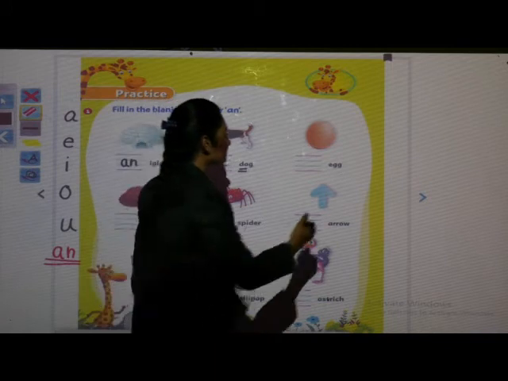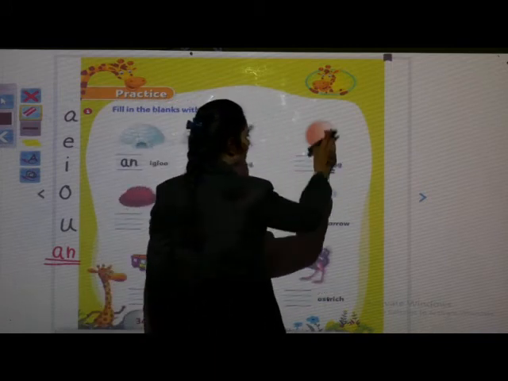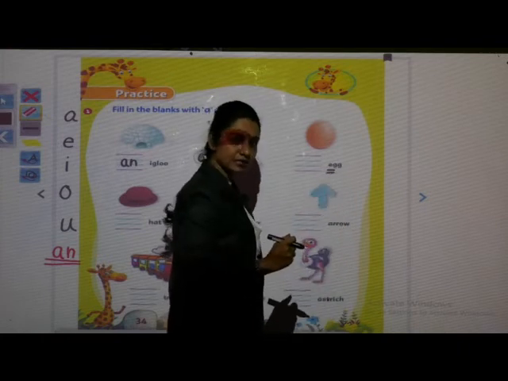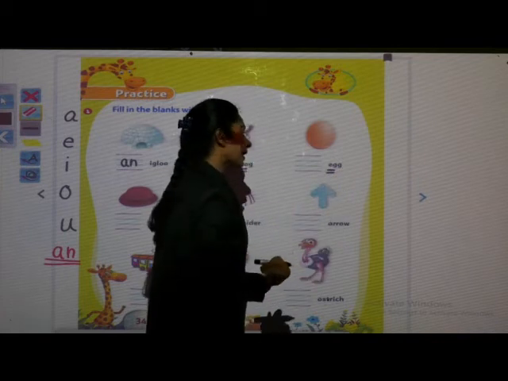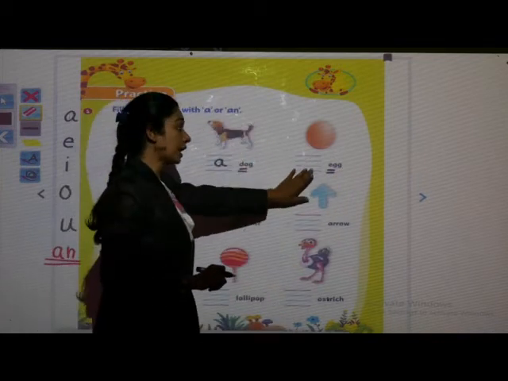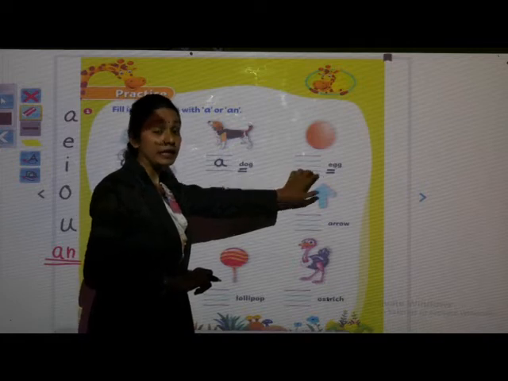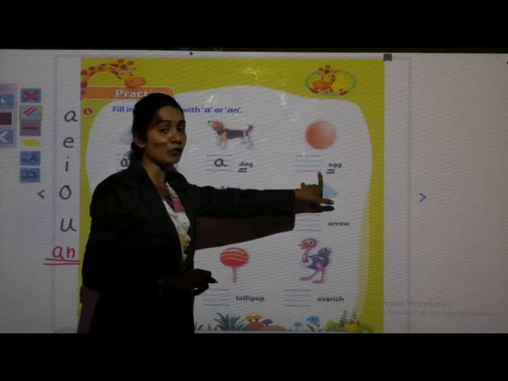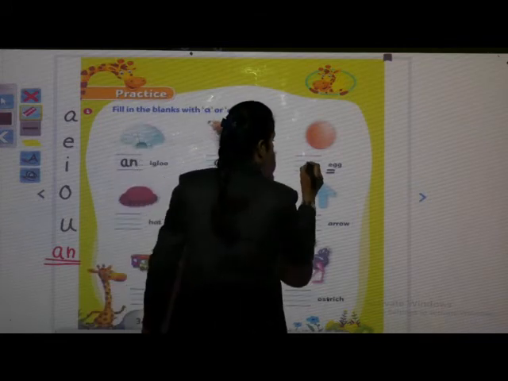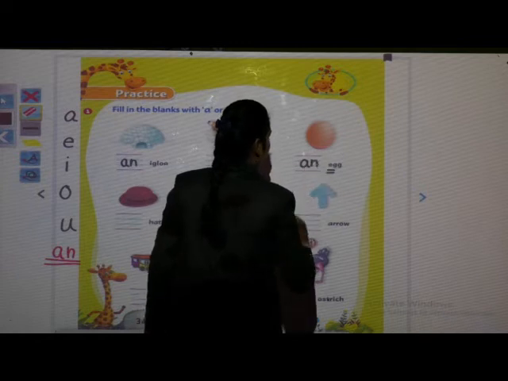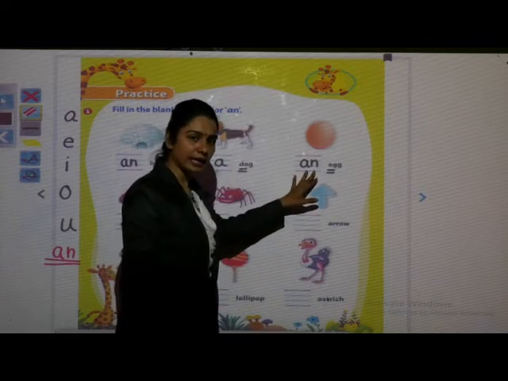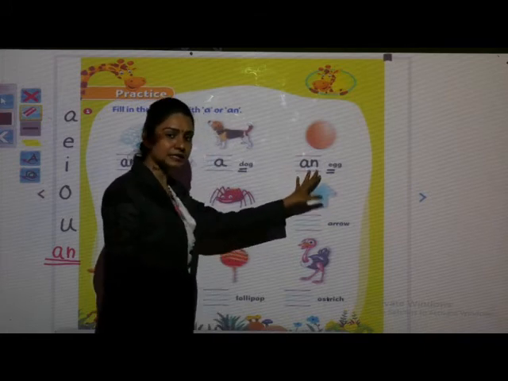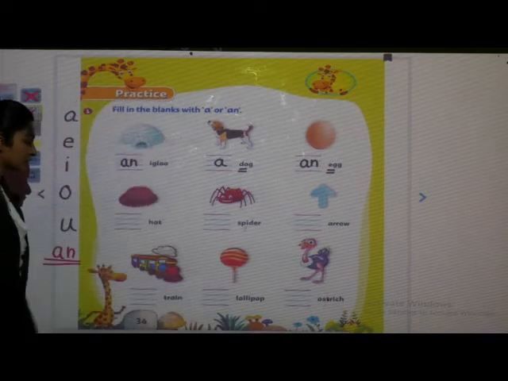Come to next picture, children. Which picture is this? Egg. And what is the spelling of egg? E-double-G, egg. Now, what should I use here? A or an? E is a consonant or vowel? Vowel. So, what should I use here before vowel sound? An. Very good. An egg. This is an egg.